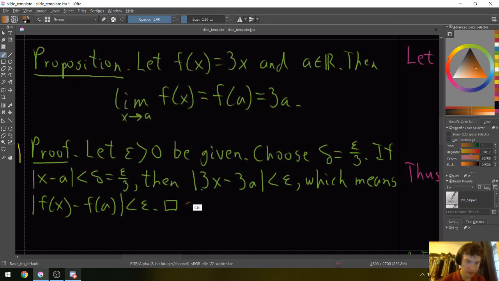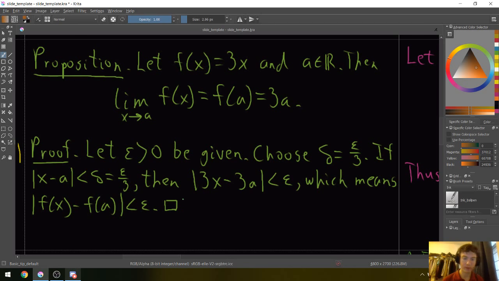So after you've said that, basically, that's the only line in the proof which is non-trivial. So this line is basically just saying if x is within the input tolerance, then the function f of x is within the output tolerance. Here that's clear just because it's multiplying by 3. And then that's it. That's the proof.